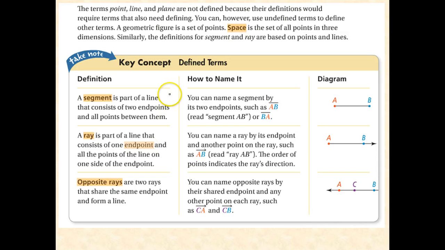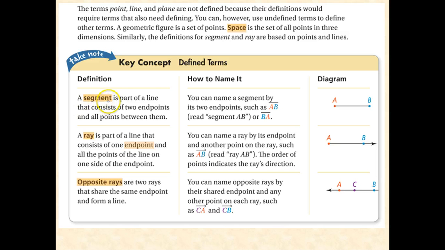Okay, so the terms point, line, and plane are not defined because their definitions would need words that also need to be defined. Like space. Space is the set of all points in 3 dimensions. We can use these terms, point, line, and plane, to define other words. So what are some of those words we can define?